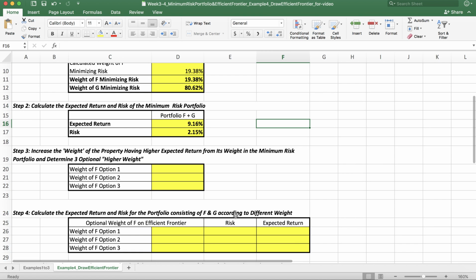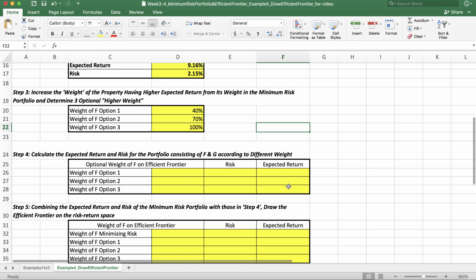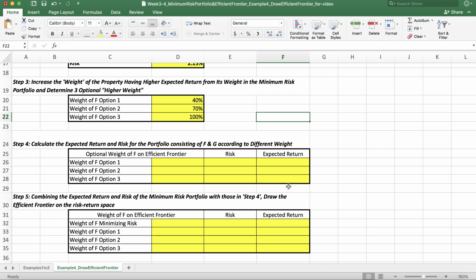So in this case, we can choose whatever, 20%, 30%, 40%, 50%, 70%, or whatever. For your investment combination, you can do some experiments in order to draw a quite smooth curve. For this case, I will choose the weightings of 40%, 70%, and the last weighting has to be 100% investment into F, because that determines the rightmost end of this efficient frontier. After we choose all these weightings, we are going to calculate the risk and the expected return for these optional investment portfolios.